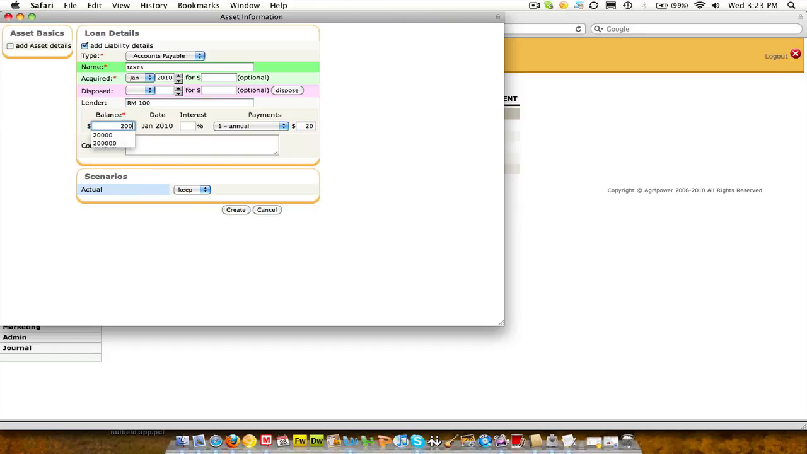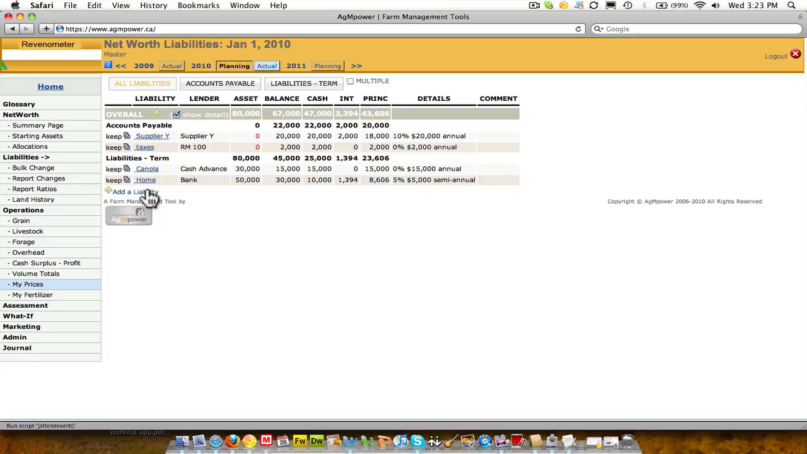and the amount of dollars, and in this case we'll say 0 interest because it's going to be paid right away in January, and create. So you keep on adding more liabilities, whether they are tied to an asset or not.